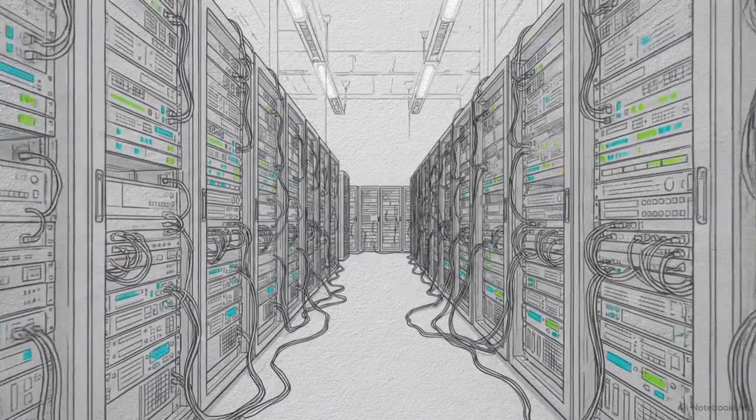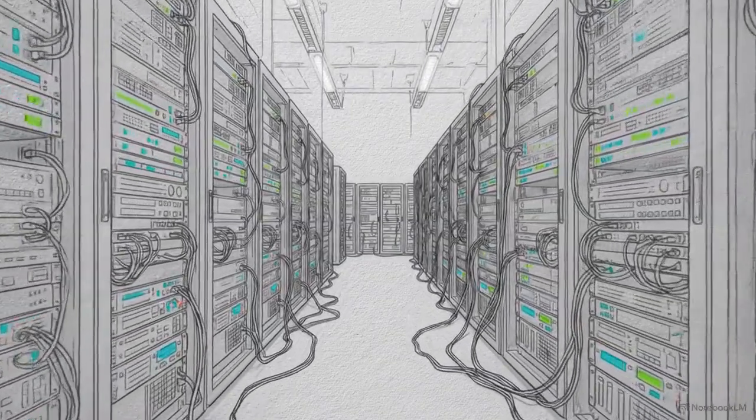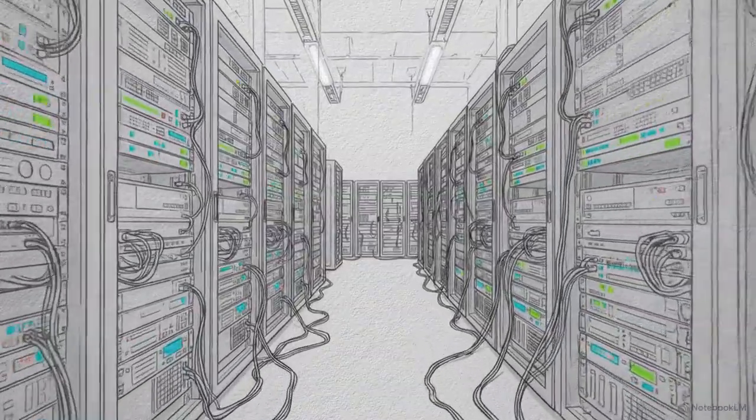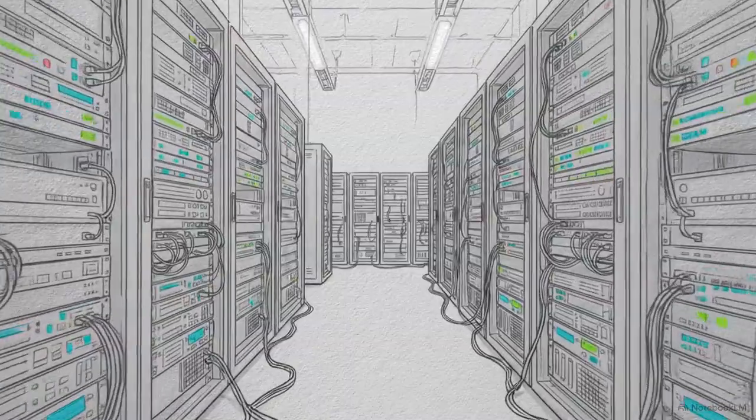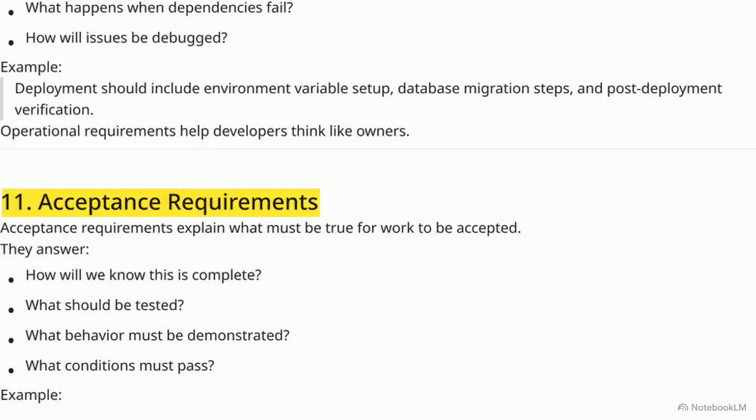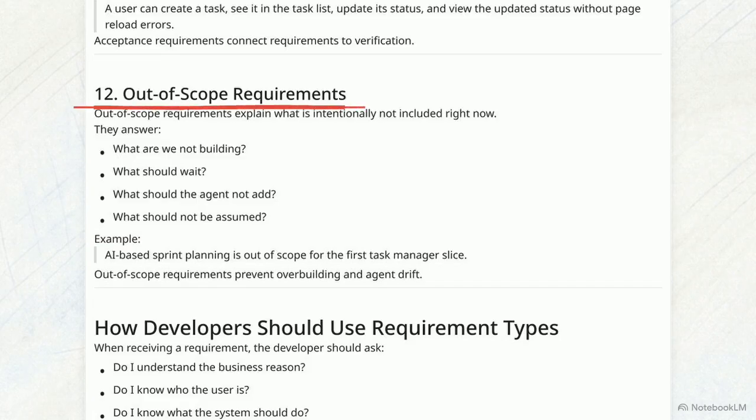Defining external connections, AI boundaries, and operational environments provides the specific roadmap needed to deploy and maintain the code in a production environment. To know when the job is actually done, we consult the acceptance requirements, shown here. These connect the requested functionality directly to verification, proving that specific conditions actually pass. And to prevent overbuilding, we look at the out-of-scope requirements. By intentionally documenting that a feature like AI-based sprint planning is excluded right now, we prevent agent drift.